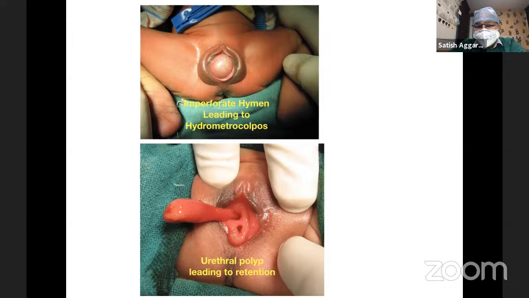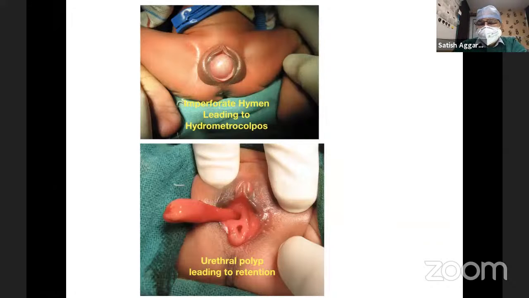The lower picture shows a very rare cause of urinary retention because of a urethral polyp. So you can see this big polyp-like structure which is coming out of the urethra. It keeps on coming out and going in and produces obstructive symptoms. So the idea of giving these examples is just to highlight that a simple look at the genital area and the perineum can be of great help in making a diagnosis. And this should not be overlooked.